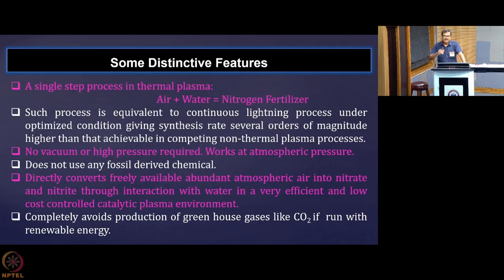Some of the distinctive features of this process are that in a single step the thermal plasma produces nitrogen fertilizer from air plus water. So what are the ingredients? Air and water. They are plentifully available in nature. Such a process is equivalent to continuous lightning under optimized conditions, giving a synthesis rate several orders of magnitude higher than that achievable in competing non-thermal plasma processes.